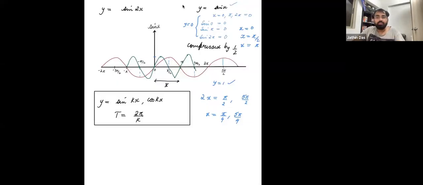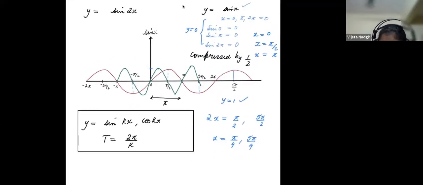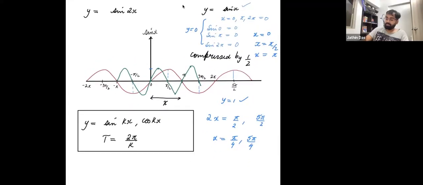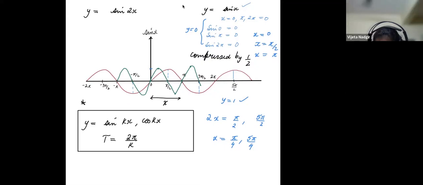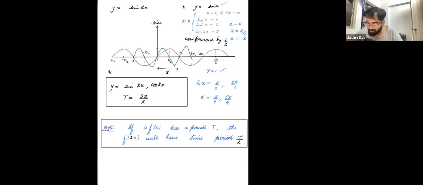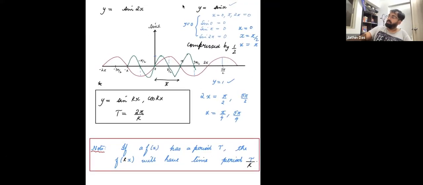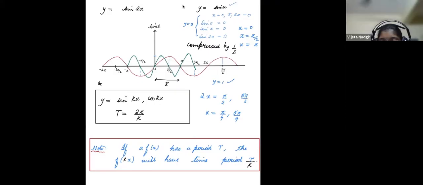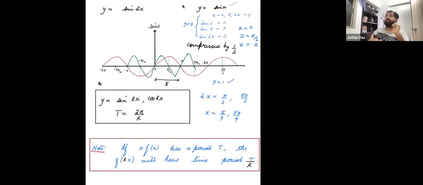Just draw this roughly. You can write this as a note, or I'll give you that note also. I think I have written it in a better wording. If any function has a period T, then f of kx will have a time period of T by k. It incorporates everything. Nice.